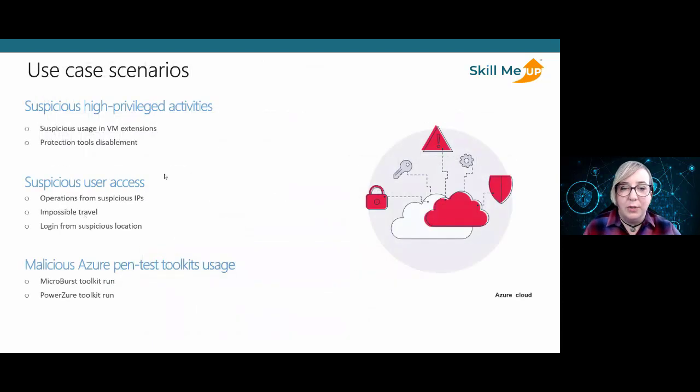The use cases are really suspicious usage in VM extensions. Protection tools are all of a sudden disabled on a VM. You want to figure out operations that are happening from suspicious IPs that aren't normally used in terms of accessing environments. Impossible travel: if all of a sudden my account's trying to access something from China, Russia, wherever, that's probably something you want to be alerted on, because that's not a normal call that my account would make sitting in Chicago, right? Login from a suspicious location as well.